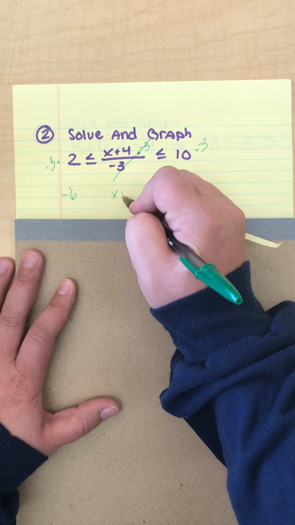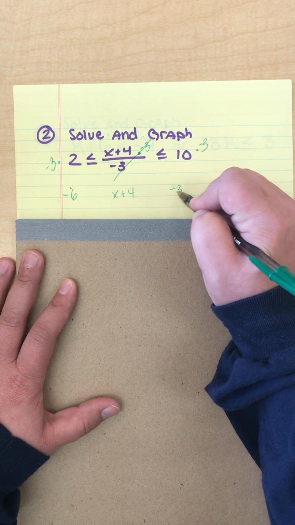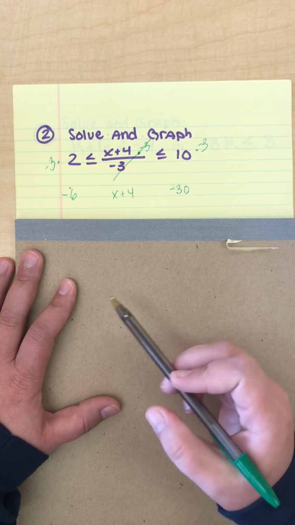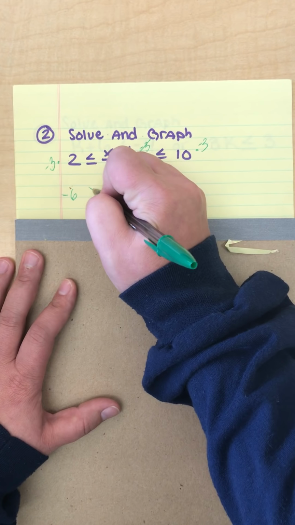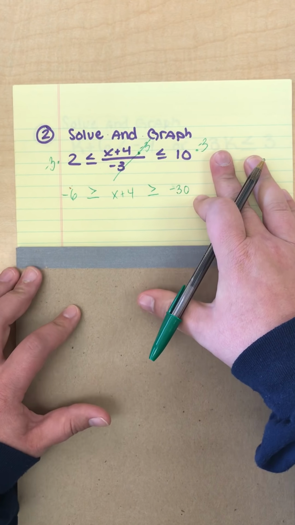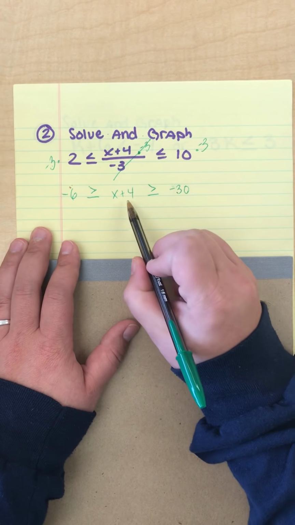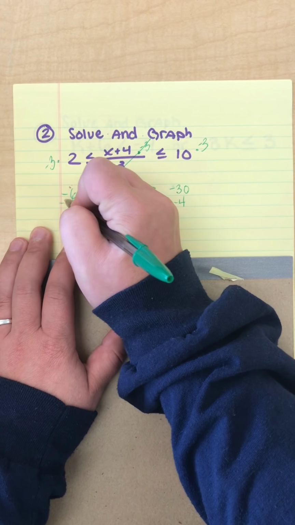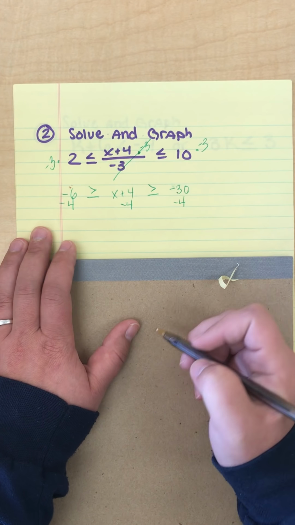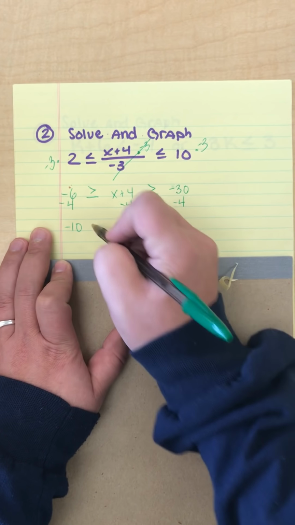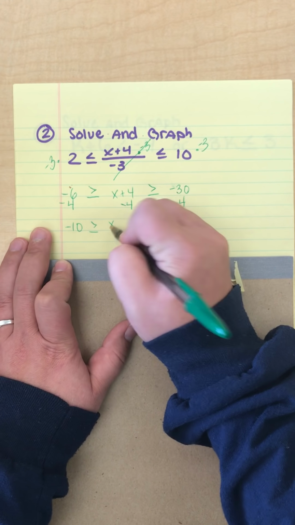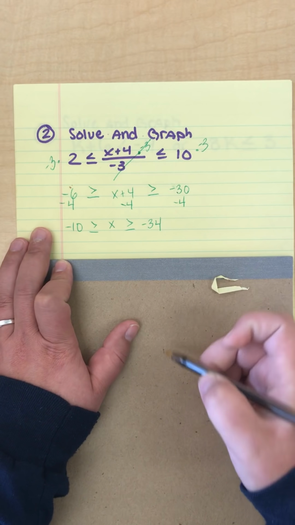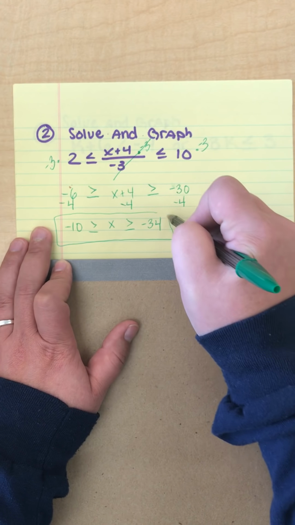I've got x plus 4 in the middle, and then I'm going to have a negative 30 over here. I multiplied by a negative here and here, so my signs need to flip. Now I'm going to subtract the 4 to get rid of that in the middle. And negative 10 is greater than or equal to x, which is greater than or equal to negative 34. So here is my solution.